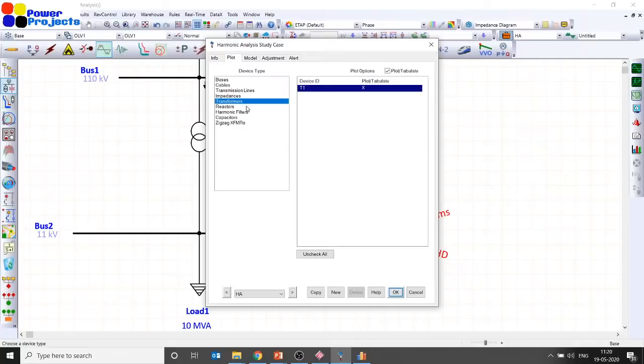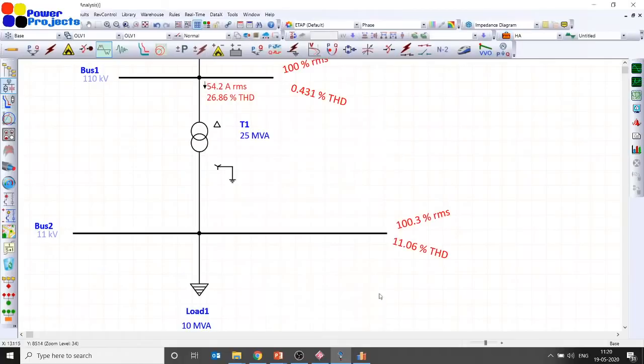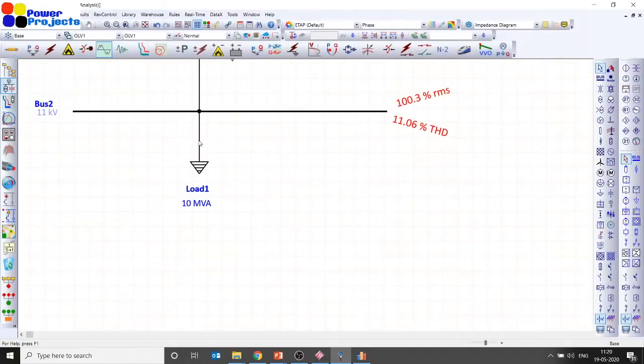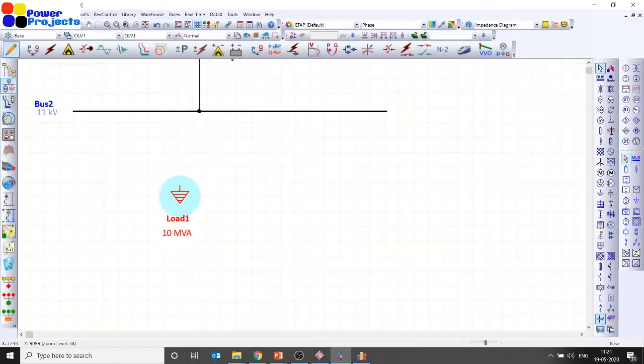So let me plot the loads as well. Let me check whether I can plot the loads. The answer is no. So in order to plot some values, let me introduce the cables. I am just putting up the cables for better display of the results.